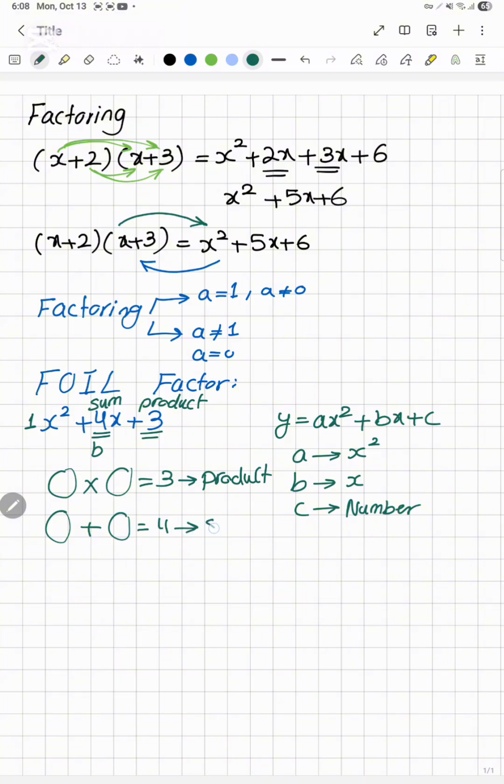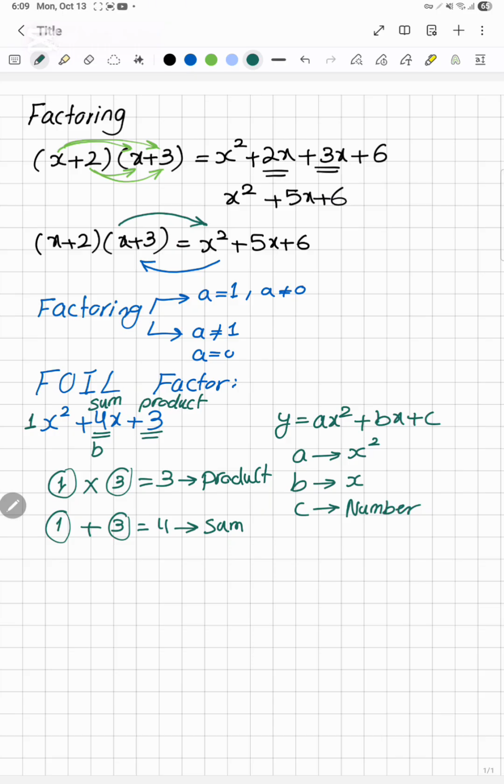And this is going to be me checking the sum. So think about it, everyone. What are the two numbers that if I multiply them, I'll get 3, and if I add them, I'll get 4? Yes, 1 times 3 and 1 plus 3. 1 and 3 are going to be the factors that I'm looking for.